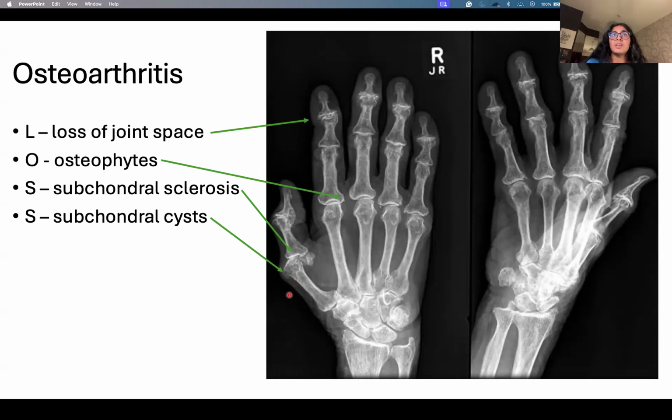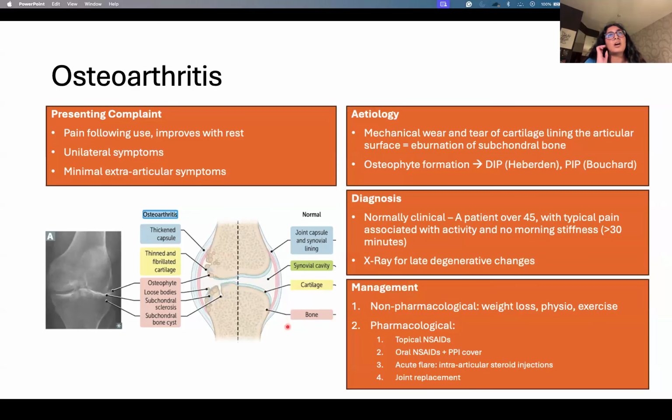This is a good mnemonic you might have heard for osteoarthritis. So, loss. So here's a summary slide for osteoarthritis. We've talked about it a fair bit now.